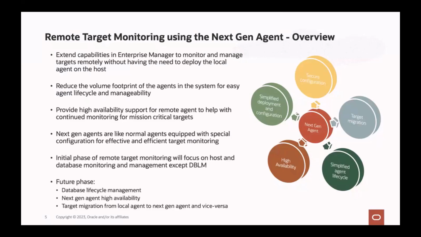The remote target monitoring through the next-gen agent is divided into two phases. In the first phase, we focus on remote monitoring of databases and host targets. In the subsequent phase, the next-gen agent will provide support for database lifecycle management and high availability. Additionally, it will also offer migration support for moving targets monitored by a local agent to the next-gen agent and vice versa.